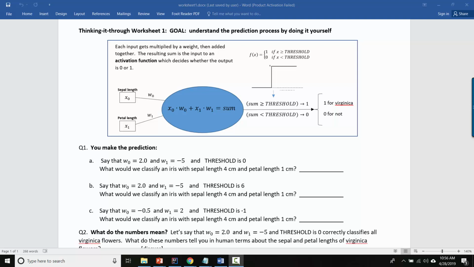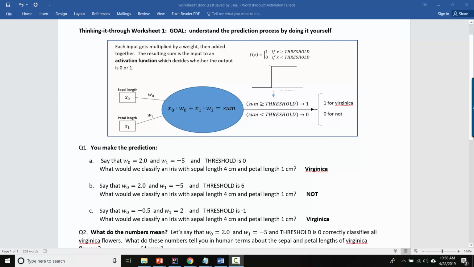Okay, fair warning, I'm about to show you answers. The correct answers are A and C would predict Virginica, and B would predict not Virginica. Let's just look at C for a second. Weight 0 is negative 0.5, and the sepal length is 4. So 4 times negative 0.5 gives us negative 2. Weight 1 is 2, and the petal length is 1. So 2 times 1 is positive 2. I add up negative 2 and positive 2, and I get 0. But the threshold is negative 1. So 0 is larger than the threshold of negative 1, so we output 1 for Virginica.